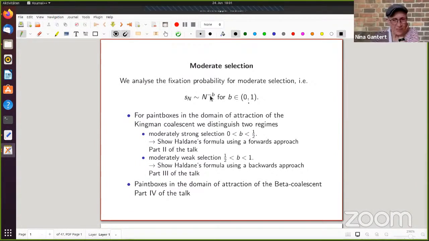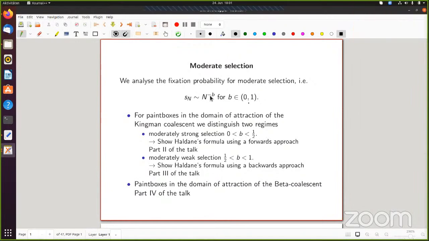Okay, are there further questions or comments or suggestions? You had indicated that you had an example which was within the domain of attraction of Kingman's coalescent, and yet Haldane's formula does not hold. Does that fit somewhere into that picture that you displayed with the alpha and B? Is it possible to indicate where that example lies on that diagram?